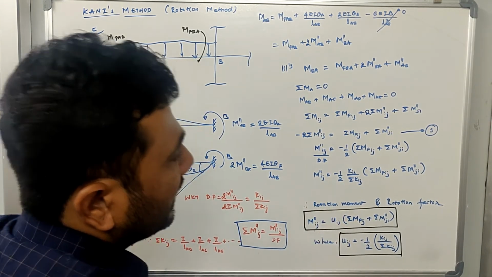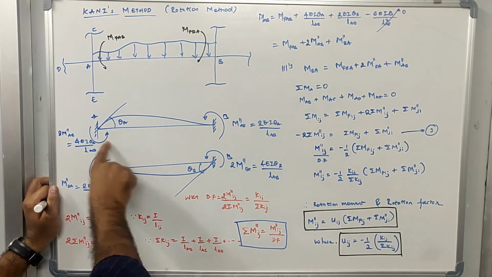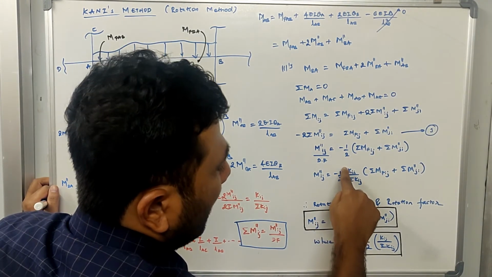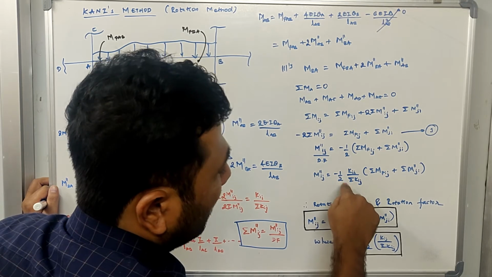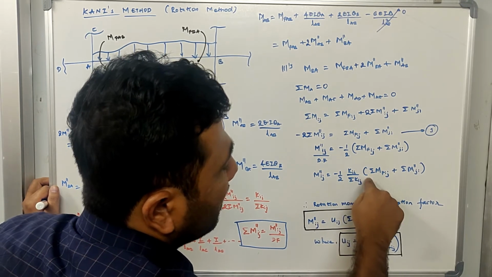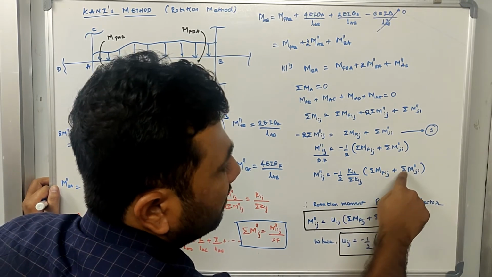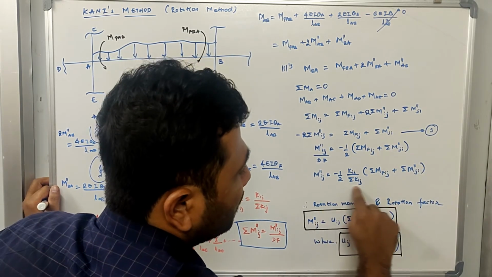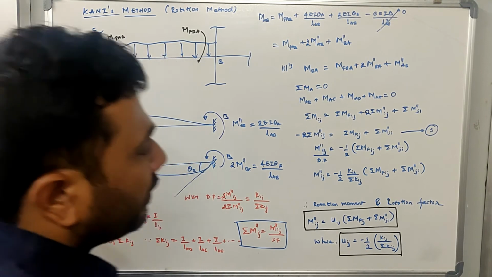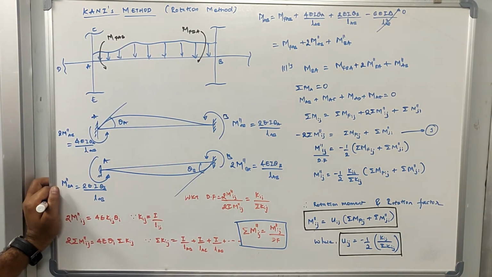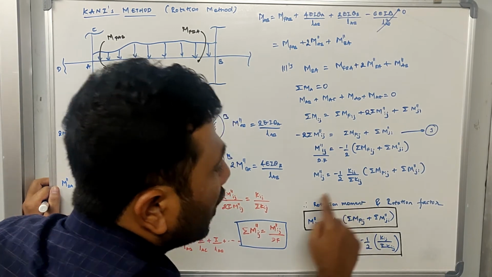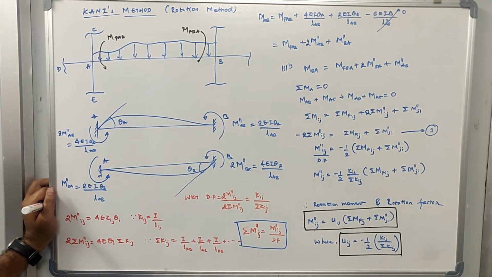What is m double dash ij? It is the rotation moment at the near end, which is equal to minus half, negative half, multiplied by distribution factor, multiplied by summation of mfij plus summation of m double dash ji. Okay, so this is your equation when you are solving for m double dash ij, and this m double dash ij is nothing but your rotation moment, the moment which is creating the rotation.